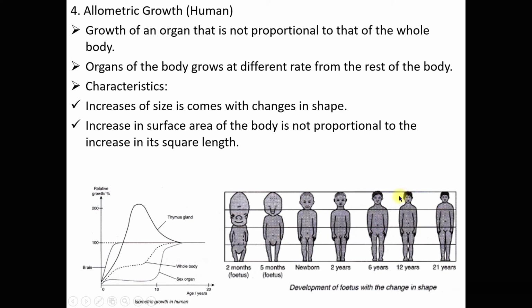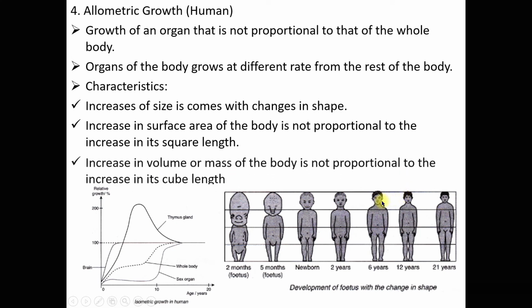So the increase in surface area of the whole body is not proportional to the increase in its square length. And the increase in volume or mass of the body is not proportional to the increase in its cube length. Now class, there is another graph here that shows you allometric growth. The title of this graph is isometric growth in humans. So this is an errata. Sorry for that. Please make the proper correction. Cancel isometric, replace this with allometric growth.